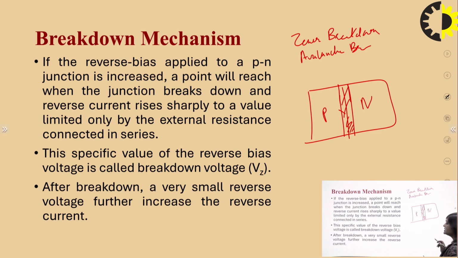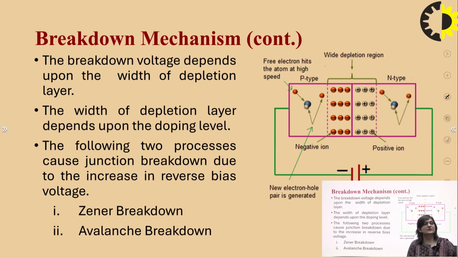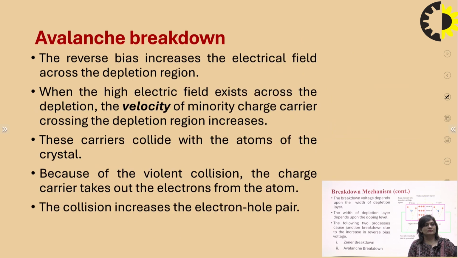Intensity depends upon the area. So the area is very small, so the intensity is very high. Due to this high electric field strength or intensity, the covalent bonds of the atoms break, and the electrons become free. Then the minority charge carriers become free, and current conduction will be there. So the Zener breakdown occurs due to heavy doping, and the thickness of the depletion layer is very small in case of the Zener breakdown.